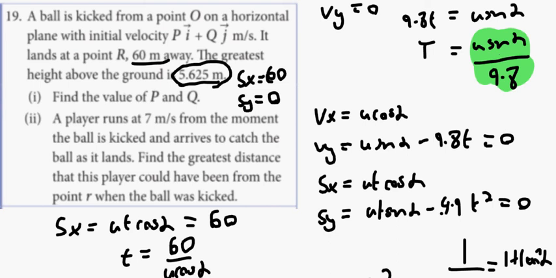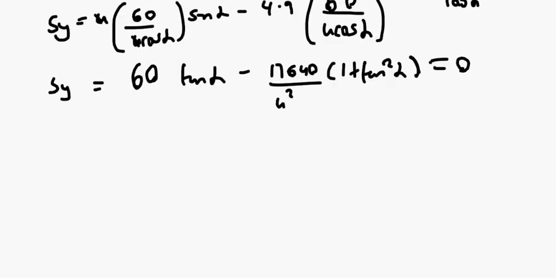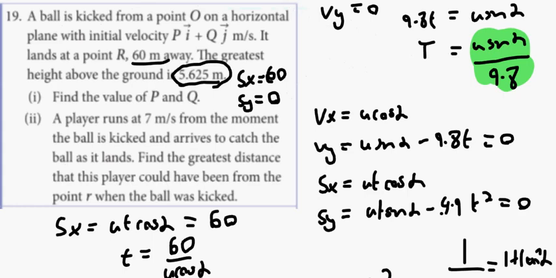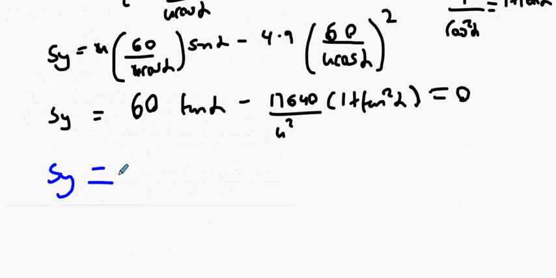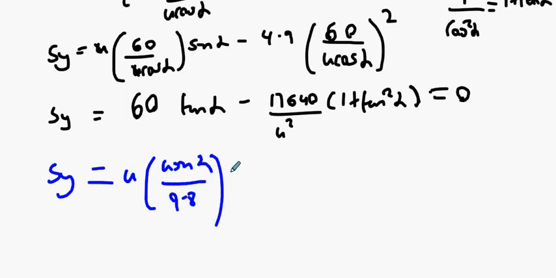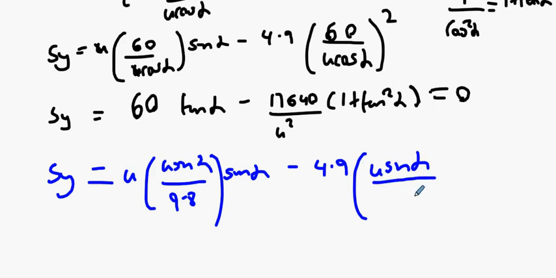So let's go back down again. So Sy, what's that again? u sine alpha over 9.8. So it's going to be u times u sine alpha over 9.8 times sine alpha, minus 4.9 times u sine alpha over 9.8 squared. Oh, we're not going to have the same problem this time.